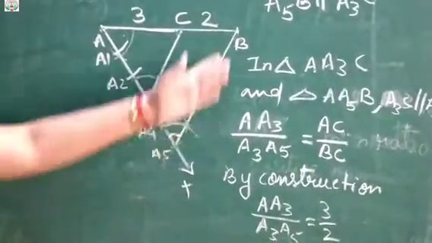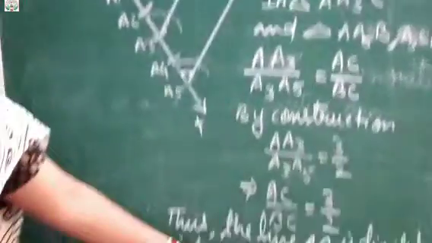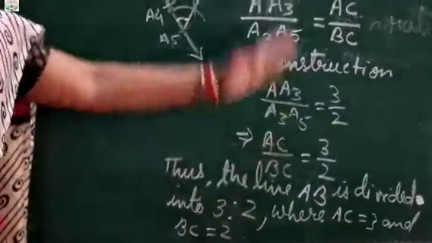Along with that, this is the proof part. Means how you can divide this into 3:2 ratio. This is the proof part.